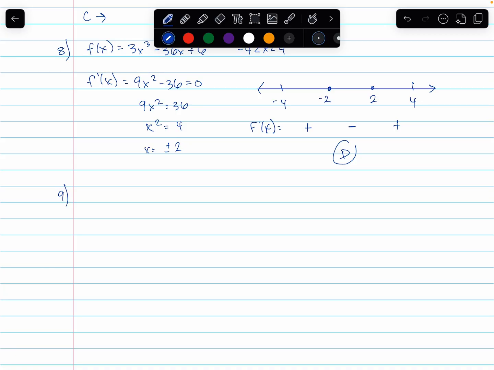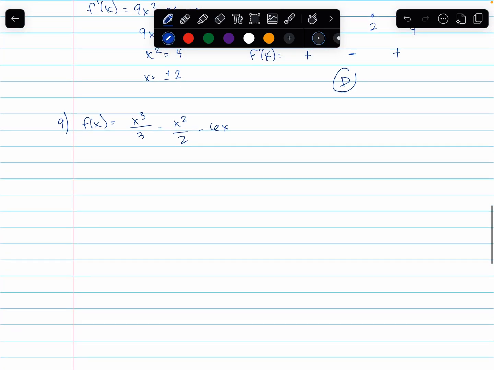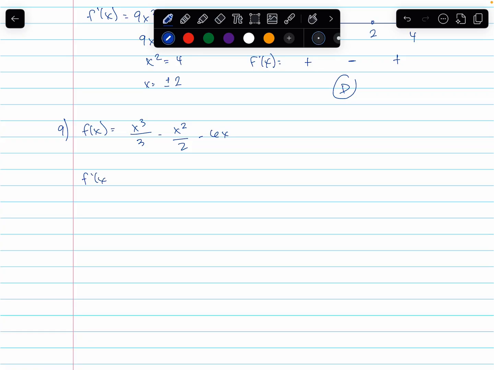Okay, so for 9, let f be the function defined by f of x is equal to x to the third over 3 minus x squared over 2 minus 6x. On which open intervals is f decreasing? Okay, so we're doing the same thing. We're looking for decreasing, so we're going to find f prime of x, which would be equal to x squared minus x minus 6. Set that equal to 0. I'm going to factor this into x minus 3 and x plus 2. So x is equal to 3 and x is equal to negative 2.